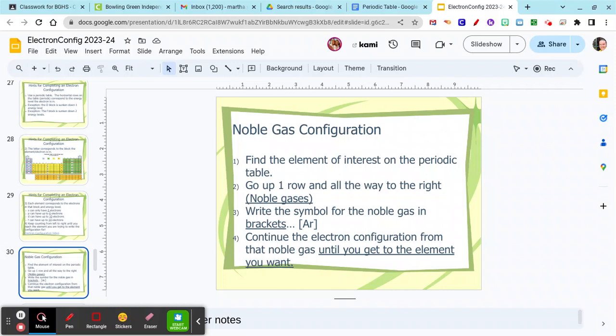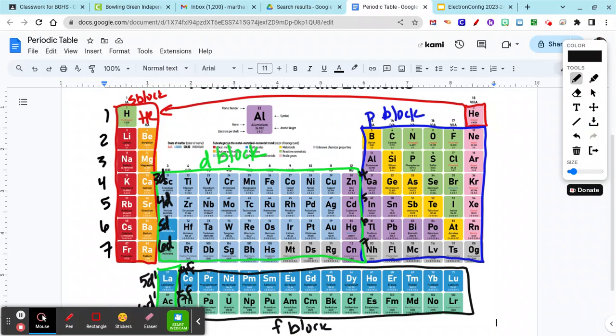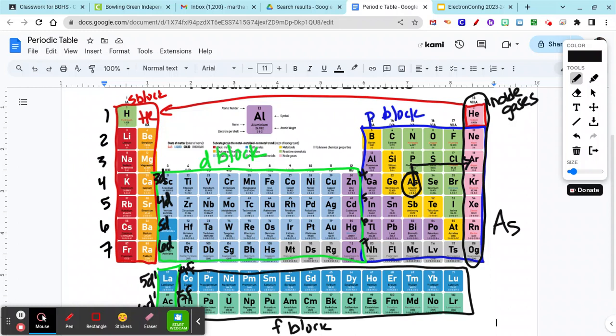So let's go back to our periodic table now, and I'm going to show you a couple of examples. Here's our labeled periodic table. The first example that we will do is arsenic. As is arsenic, so I'm going to find arsenic on my periodic table. Here it is. Then I put my finger or my pencil on it, and you go up one row and all the way to the right. This whole column right here, these are your noble gases. We'll talk about why they are called noble in the next unit.